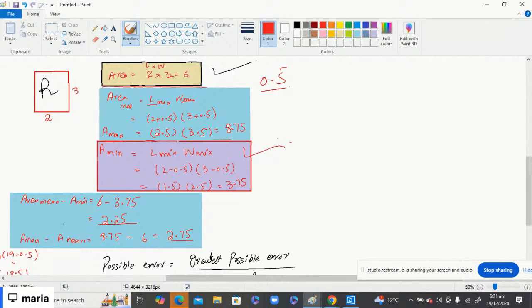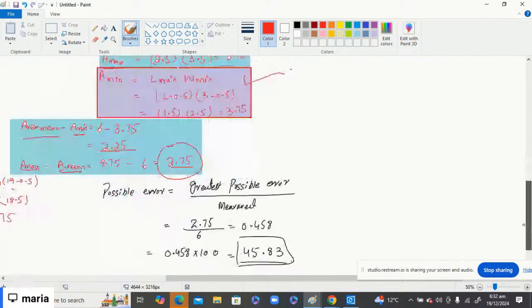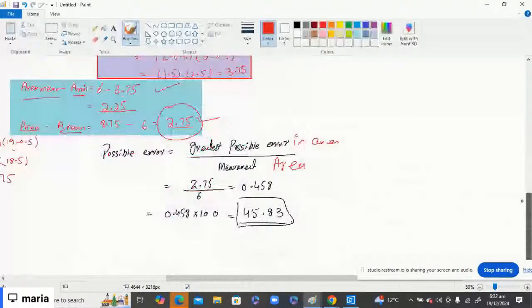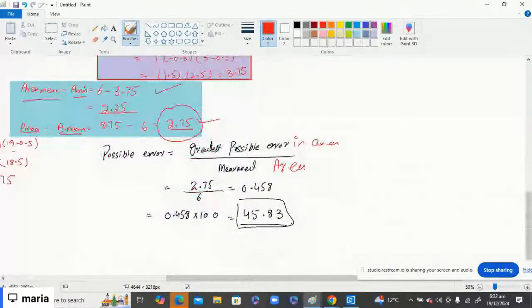Now for finding the mean, we find the mean area, minimum area, then maximum area. Finding the greatest possible error by using this formula: greatest possible error in the area over the measured area. This is the greatest possible error, and this is the minimum possible error. This is 2.75 and the measured area is the one from the start. We divide, 6 divided and then multiply by 100, and in this way you find your answer.